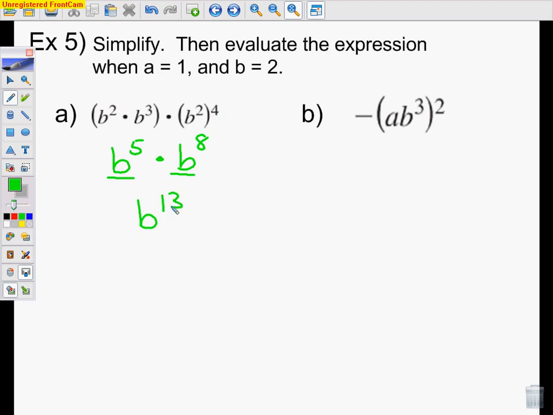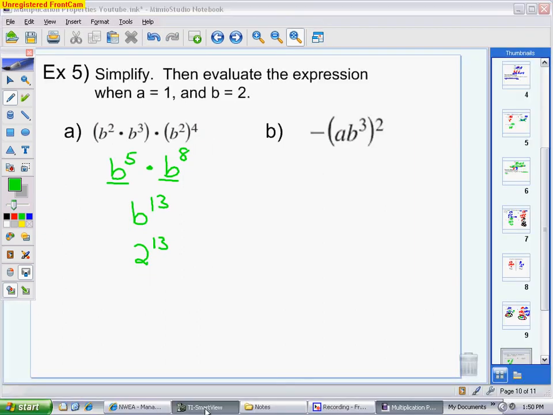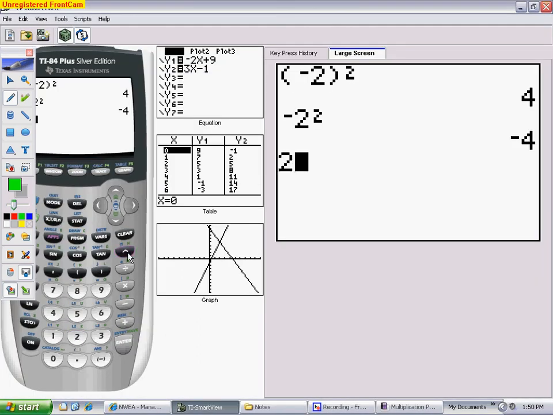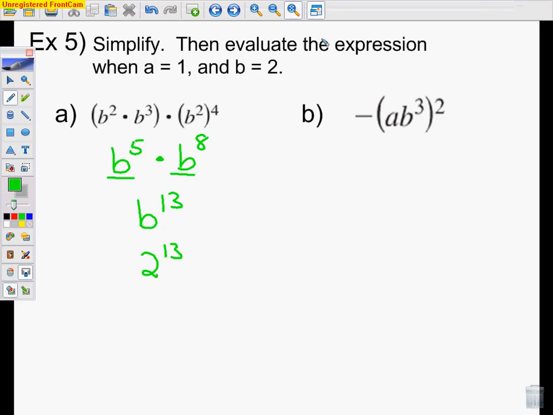Alright, so that's the simplified answer. Now we're going to take the fact that b equals 2, and we're going to plug it in for b. Right? So, 2 to the 13th. Let's go ahead and type that in our calculator here. 2 to the 13th is 8,192. So, this is 8,192. Great. Alright.